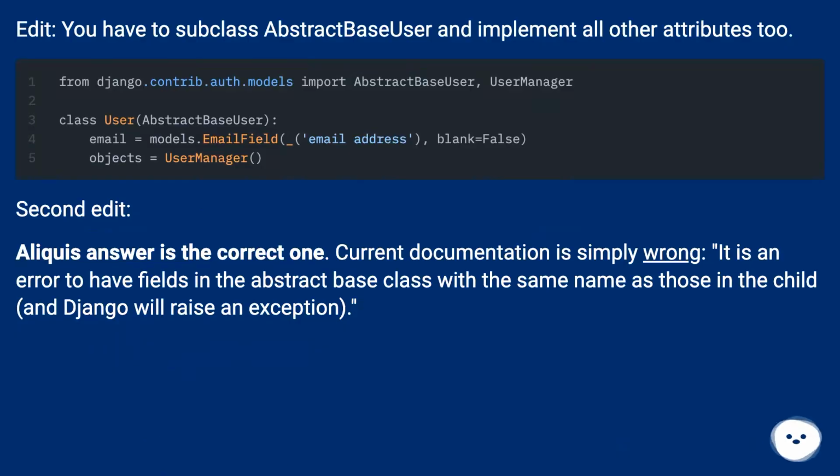Edit. You have to subclass AbstractBaseUser and implement all other attributes too. Second edit. Aliquis' answer is the correct one. Current documentation is simply wrong. It is an error to have fields in the abstract base class with the same name as those in the child, and Django will raise an exception.